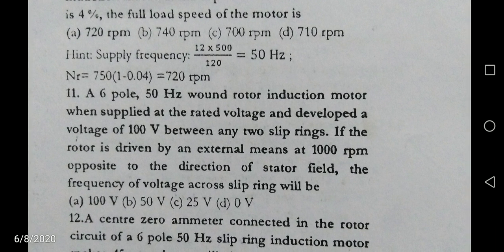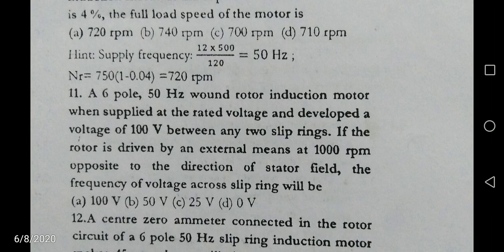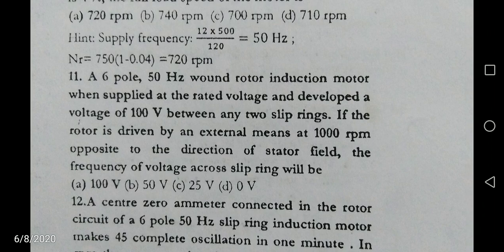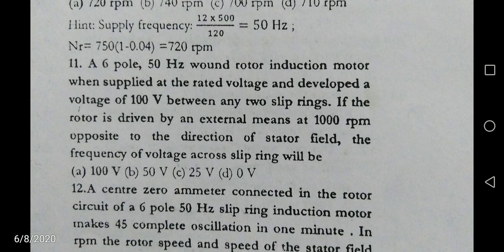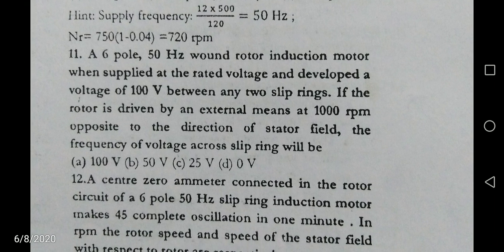Question 11. A 6-pole 50 Hz wound rotor induction motor is supplied at a rated voltage and develops a voltage of 100 volts between any two slip rings. The rotor is driven by an external means at 1000 rpm opposite to the direction of the stator field. The frequency of voltage across the slip ring will be?